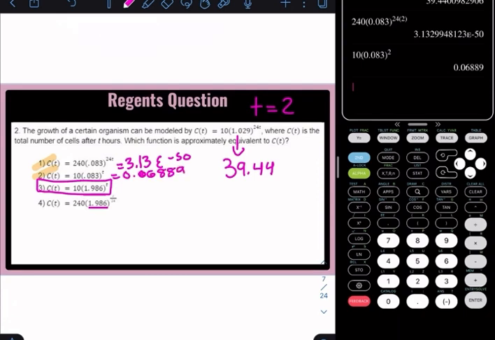Let's try the third one. 10 times 1.986 raised to the t power, where t is 2. And guess what? That equals the 39.44. So 3 would definitely be our answer. Now let's look at number 3.